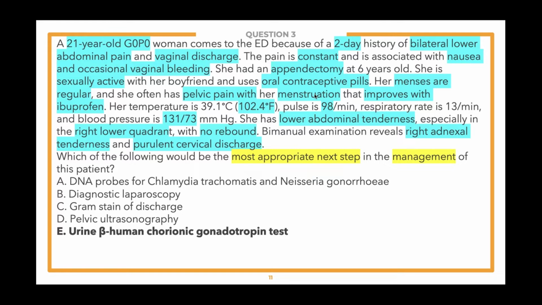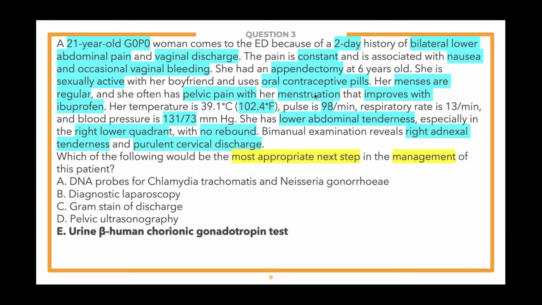Now the other answer choice is pelvic ultrasound. That would be done if there was concern for an abscess. A gram stain of a discharge would be useful if we were trying to diagnose, let's say, Neisseria gonorrhea. But again, not the first thing we'd want to do. A diagnostic laparoscopy is usually if we can't figure out what's going on.